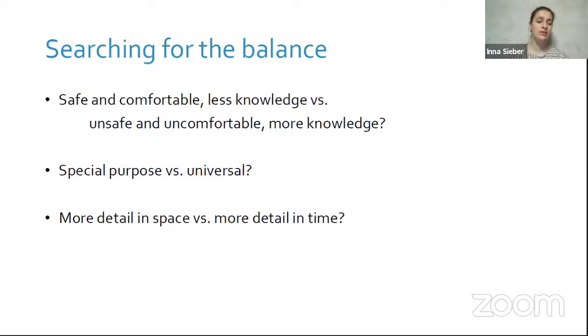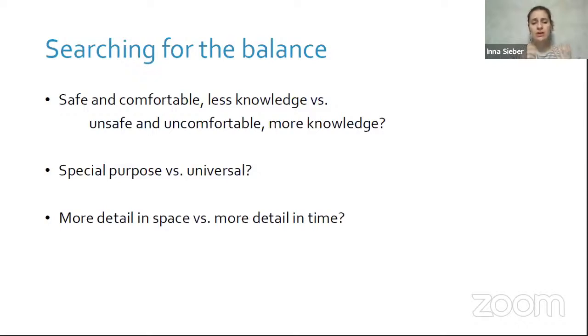All instrumental techniques that are connected to articulation and perception and phonation and all aspects of speech production are searching for the balance between different necessary things. We can't have both at the same time. We can have some safe and comfortable technique, which gives us less knowledge. And we can have instead an unsafe and uncomfortable technique that will give us more knowledge. At the same time, we can have some special purpose techniques and universal techniques that can be used to find out different things about different aspects of speech production.